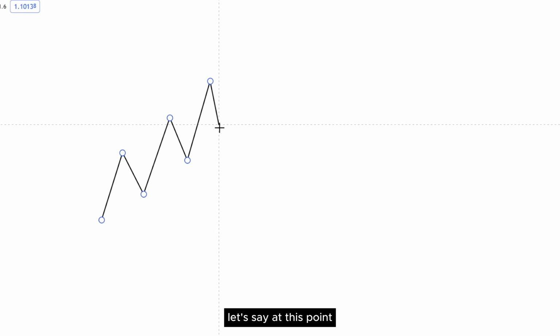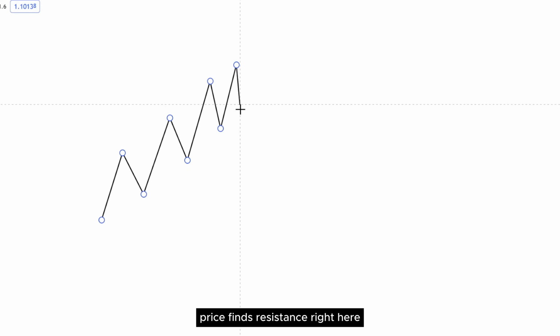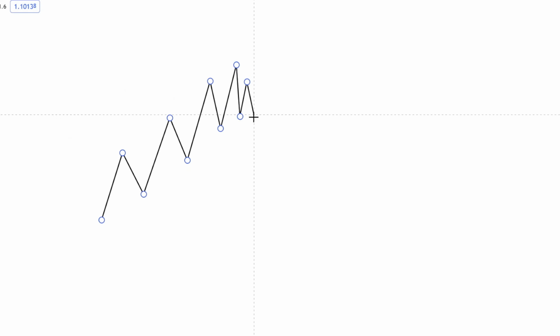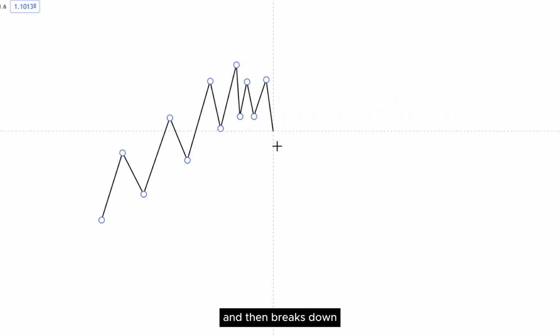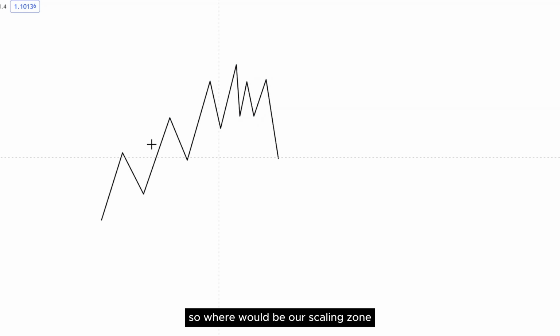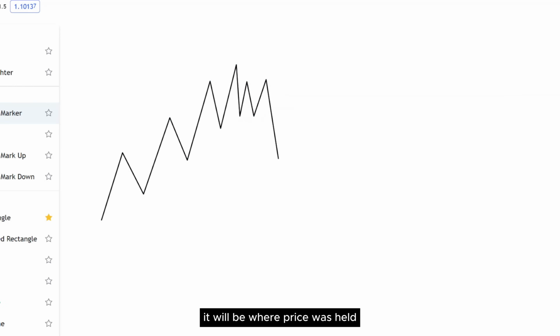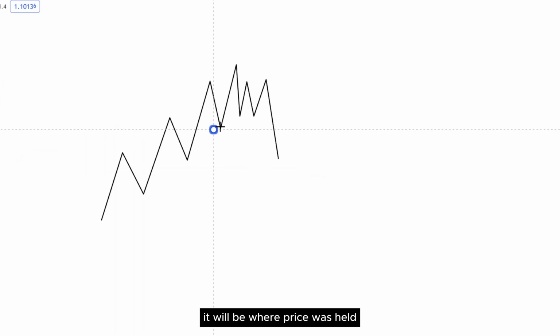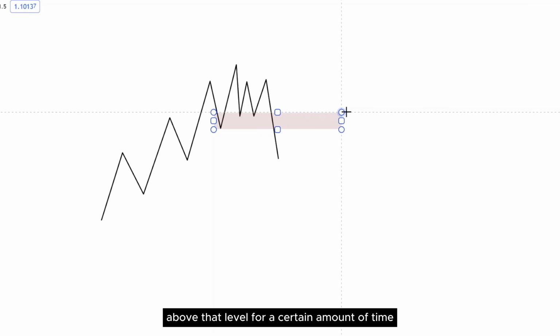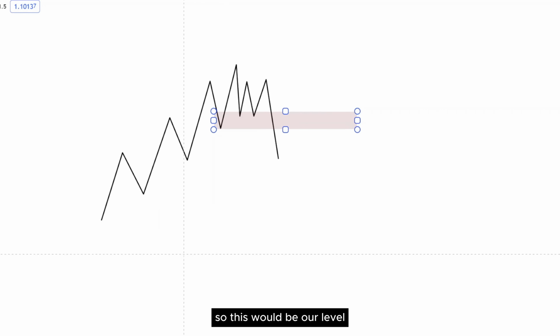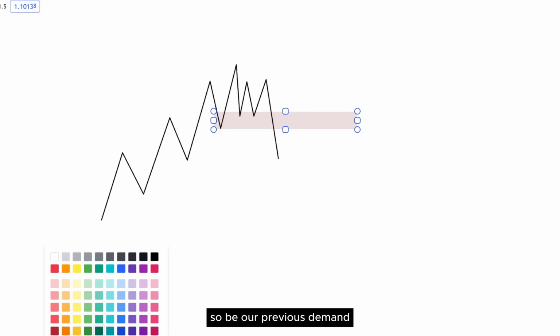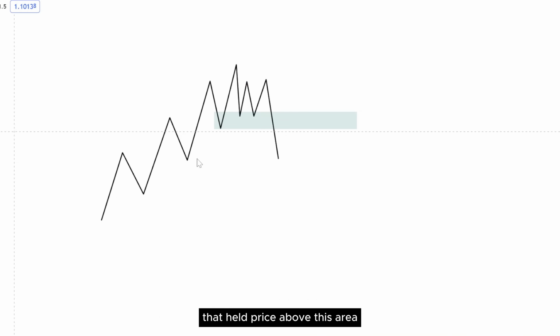Let's say at this point, price finds resistance right here and then breaks down. So, where would be our scaling zone? It would be where price was held above that level for a certain amount of time. So, this would be our level. This would be our previous demand that held price above this area.